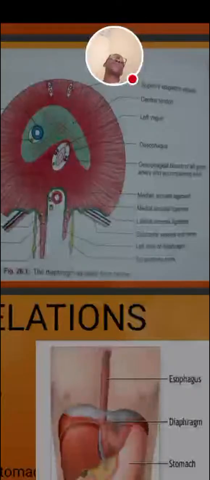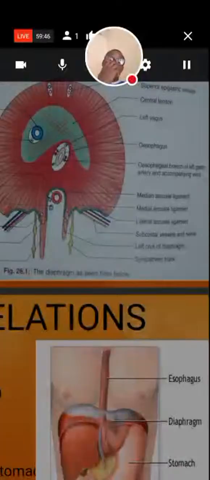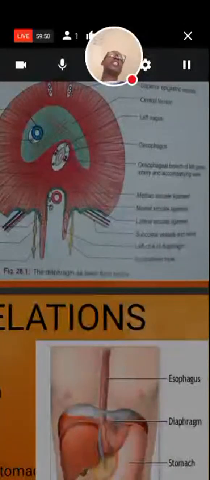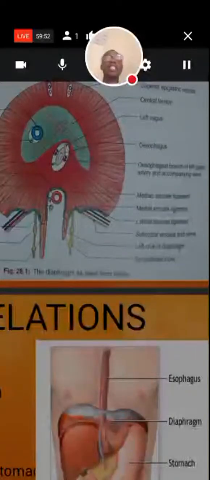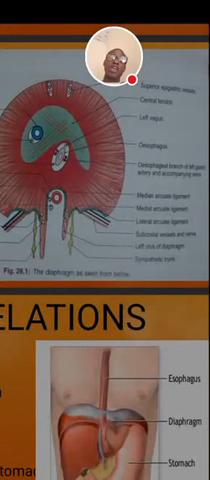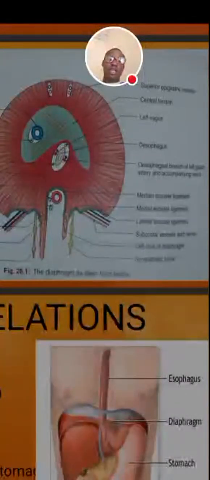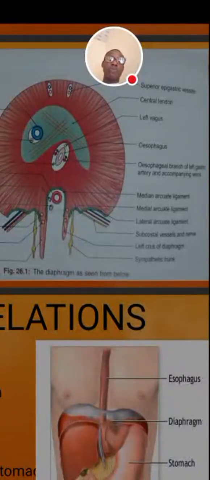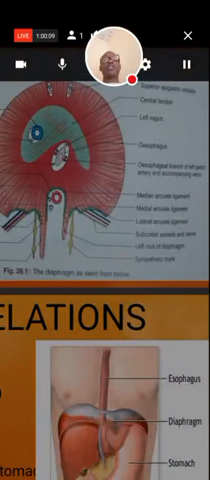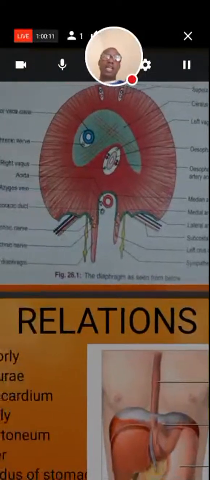From this structure now, you can see that the diaphragm also originates from the median arcuate ligament. Not only the medial arcuate ligament, but also the median arcuate ligament. So that's a lovely one. That's the power of a picture. You can see a picture can tell a thousand words.